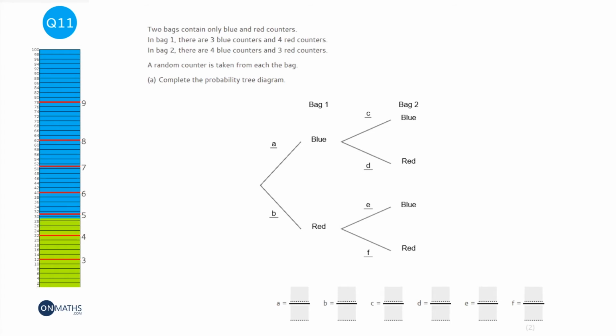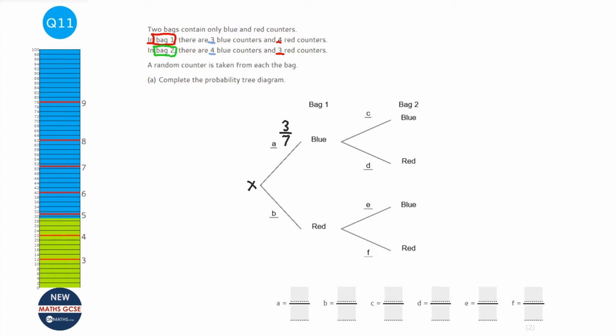Okay, so tree diagram question, and this one says that in bag 1 there are 3 blue counters and 4 red counters, and in bag 2 there are 4 blue counters and 3 red counters. With tree diagrams we always start here and we ask ourselves, well, in bag 1 we can either pick a blue or a red. Let's start with blue. What's the probability I pick a blue? Well, there are 3 blues and 4 reds, so 7 in total.